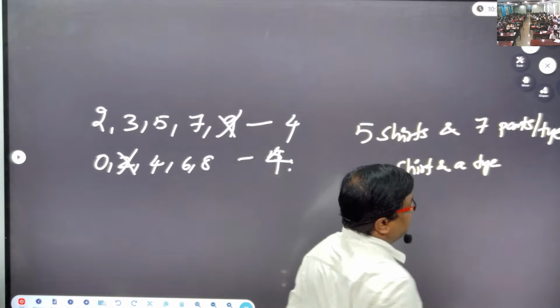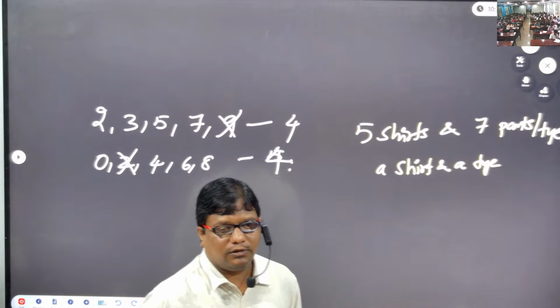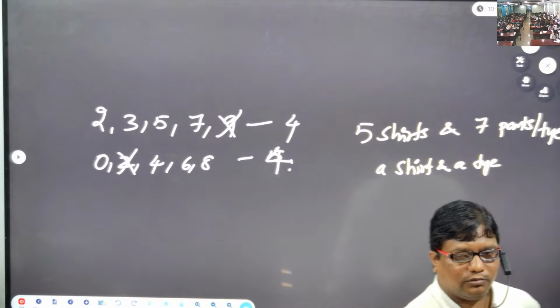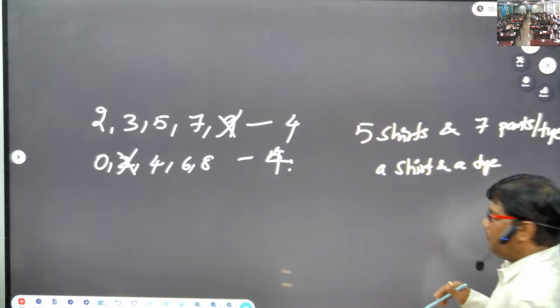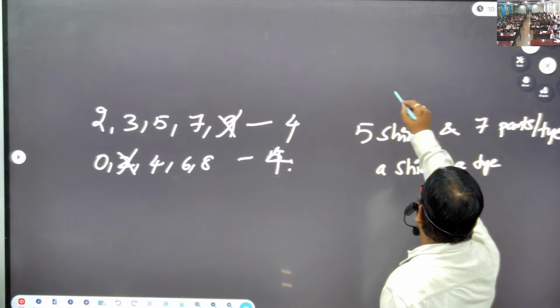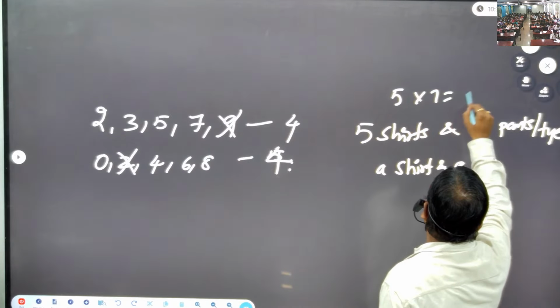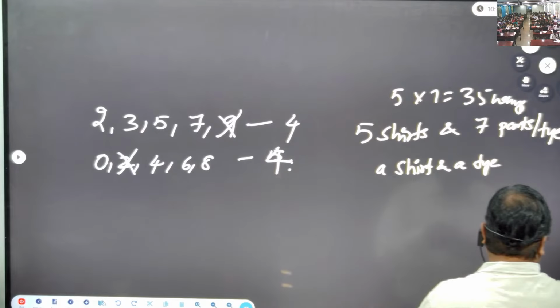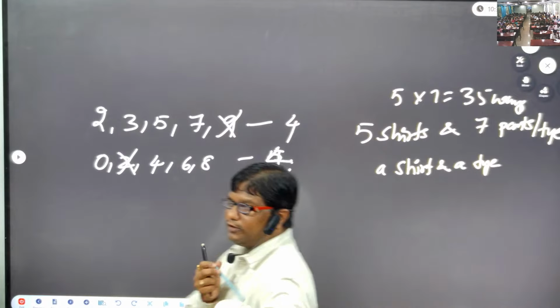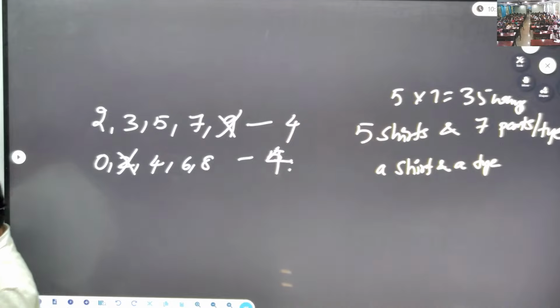What is the answer? Direct answer. Is it the product rule? So what is the answer? 5 into 7, which is equal to 35 ways. Right. Next, second question. That is your last question for the activity.